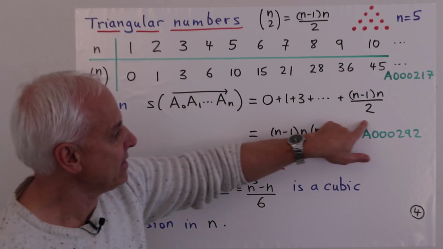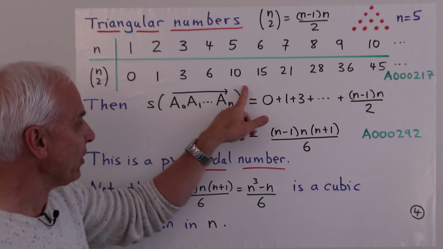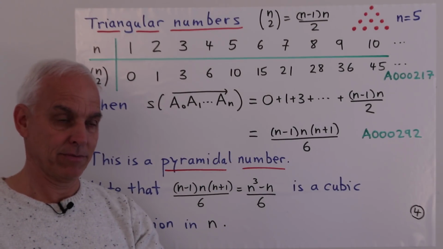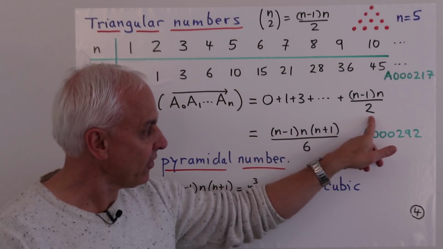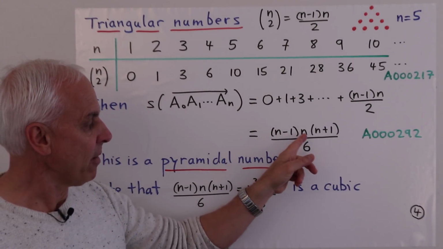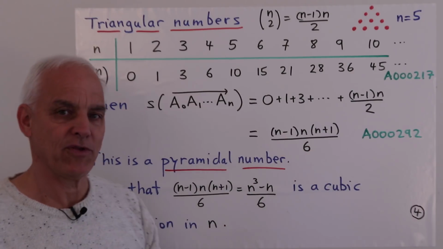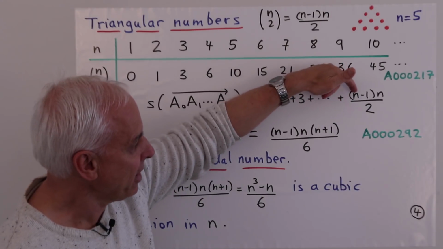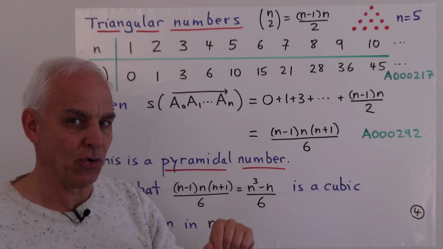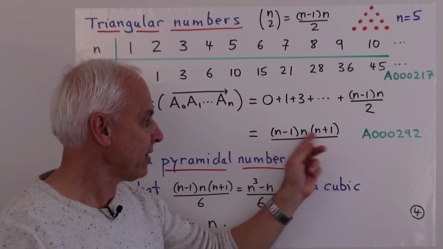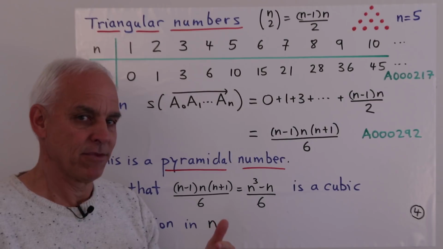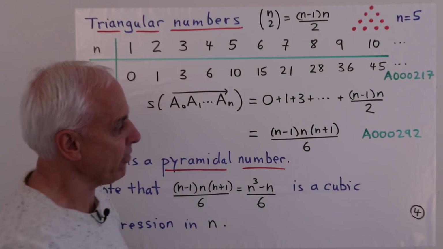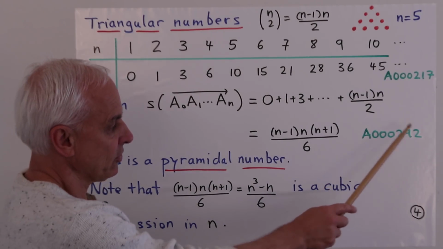So when we add these things together, when we add the various triangular numbers, then we get new numbers which turn out to be called pyramidal numbers. And the formula for this sum is n minus 1 times n plus 1 over 6. It's quite pleasant, sort of an analog of the triangular situation. Here we're multiplying consecutive numbers and dividing by 2. And here we're multiplying 3 consecutive numbers and dividing by 3 factorial, or 2 times 3. The pyramidal numbers have this number in Sloan's encyclopedia, A000292.